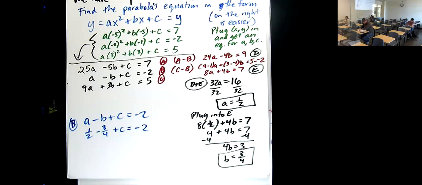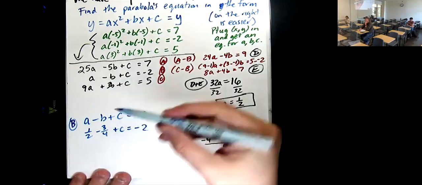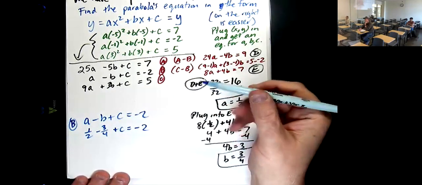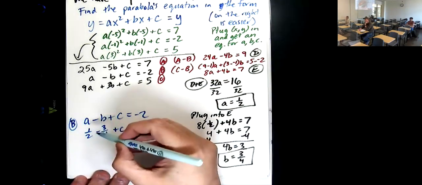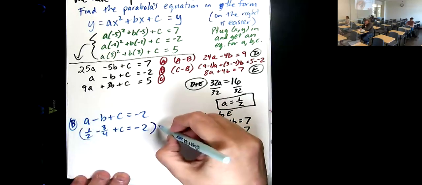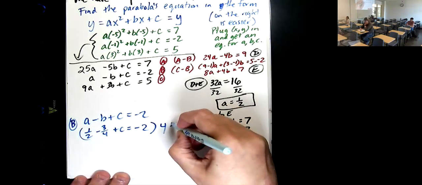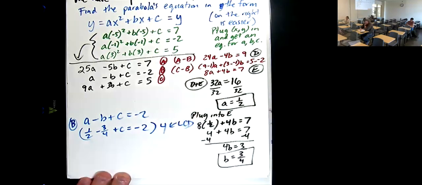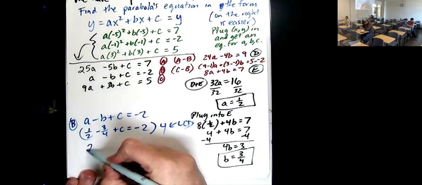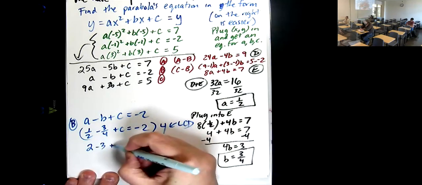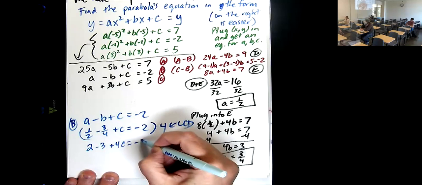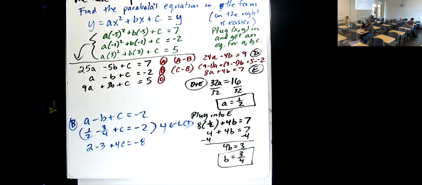However you want to do it here, you can do it. You can get a common denominator and do it, or you can multiply through by the lowest common denominator, which might be the easiest. I'll just multiply everything by 4, which is the LCD, lowest common denominator. I get 2 minus 3 plus 4c equals -8. And I've gotten rid of all the fractions for now, which makes solving for c easier.